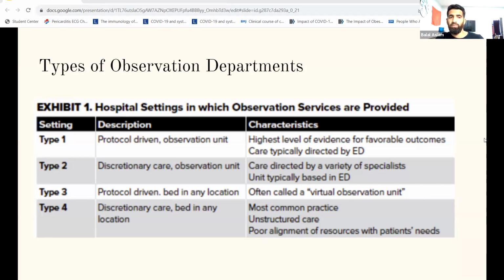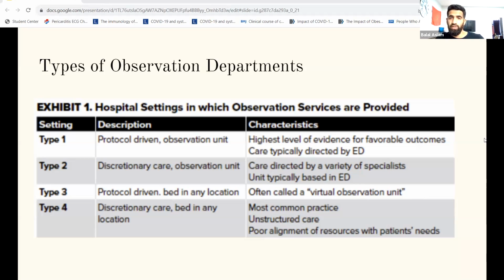Type 3 units offer protocol-driven care, but their beds are in any location inside the hospital. That's why they're often called virtual units because they don't have a dedicated space. So these units will have different doctors managing patients depending on their location, whether it's an ER doctor or an internist, but they're usually both aware of the protocols surrounding the patient.